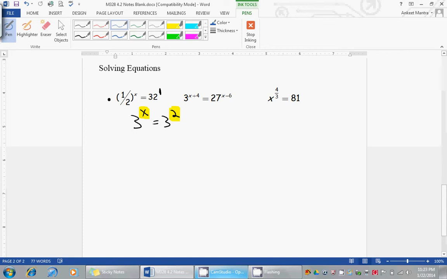Okay? Now, some of you guys might be able to take a look at this and figure it out, but if you can't, the common base here is actually going to be 2. Now, there are other possibilities, but 2 here is going to work pretty well because 1/2 is the same thing as 2 to the negative first power.